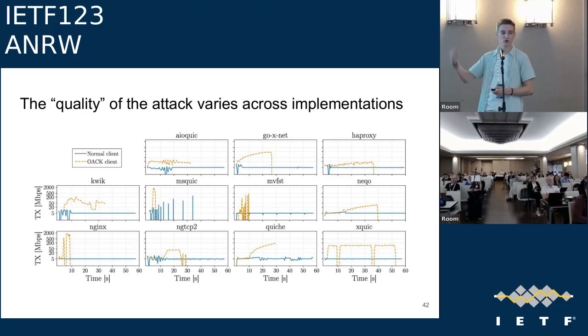So that's it for the results. Basically what we can see from the picture is that we can attack all the 11 server implementations, meaning that we can force the server into sending more data than they should with the 11 implementations. For example, with MS Quick, we could reach more than 1.5 gigabits per second. Remember that we had a 5 Mbps bandwidth limit. With Nginx, it was more than 2 gigabits per second. And with XQuake, more than 100 megabits per second for almost a minute.